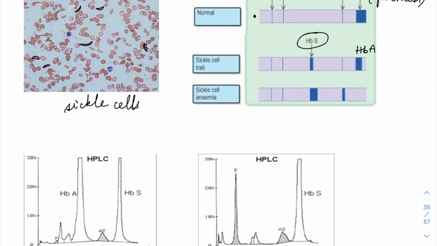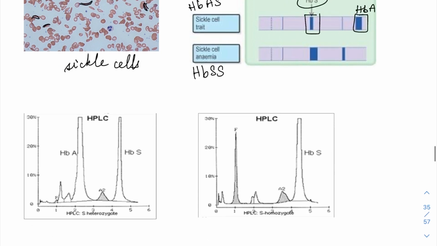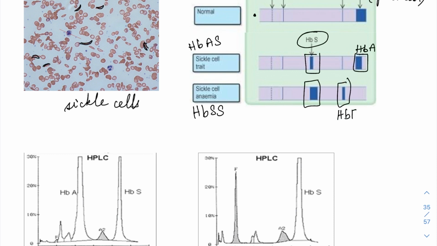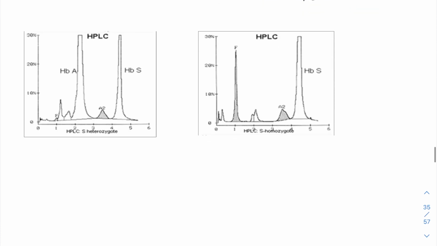In sickle cell trait, it is going to have HbA and HbS, right? So in the electrophoretic band, there is both an HbA band and an HbS band. While if it is sickle cell anemia, it is HbSS. In HbSS, more than 60% of the hemoglobin is going to be HbS, and the remaining part is made up by HbF. So you are going to have both HbS and HbF, and there is no HbA. So this is the electrophoretic picture.